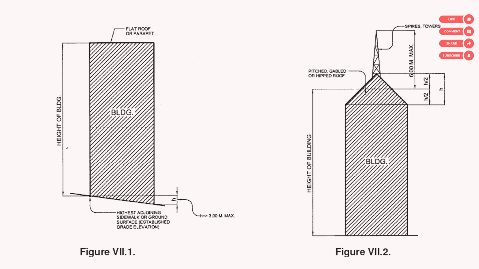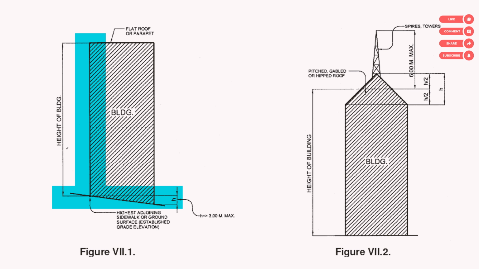These are illustrations from the building code. Where does the measurement begin? The measurement begins at the established grade line. But what is the established grade line? If the lot is flat, then it's simple. Either the sidewalk, the highest sidewalk, or the grade line, whichever. There's probably a small difference between them. You can measure from either.